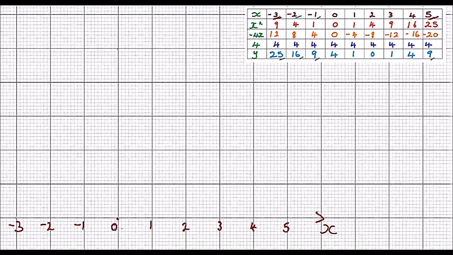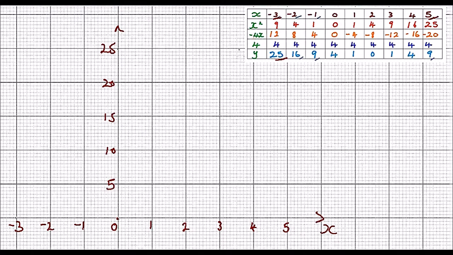This is 0. Because the highest value is large, we use a smaller scale. So here from 0, we say this is 5, this is 10, this is 15, this is 20, and this is 25. So that is our y-axis.